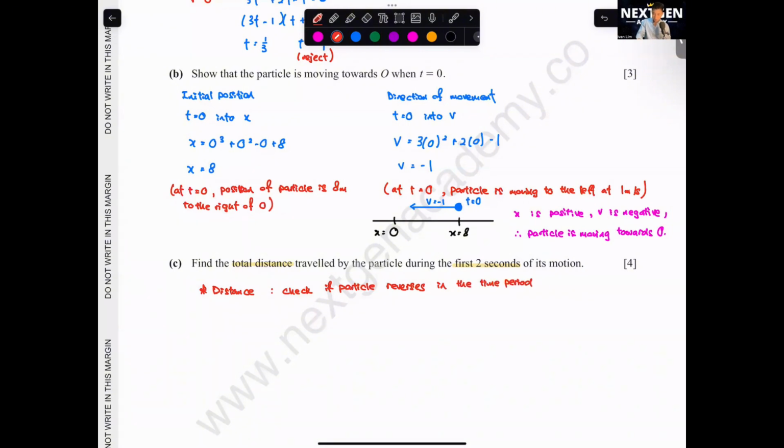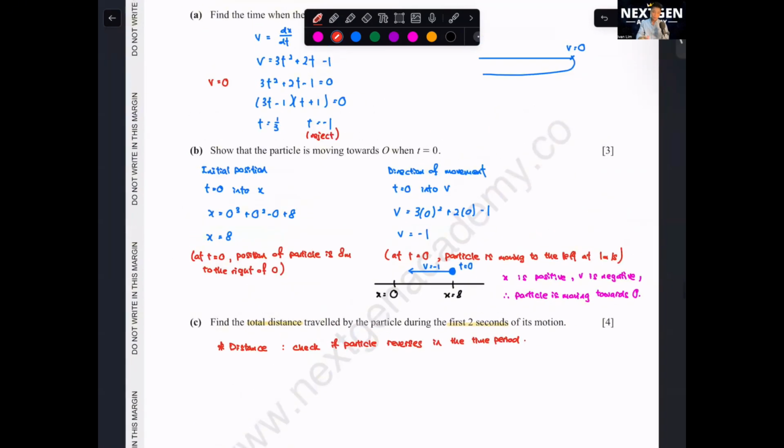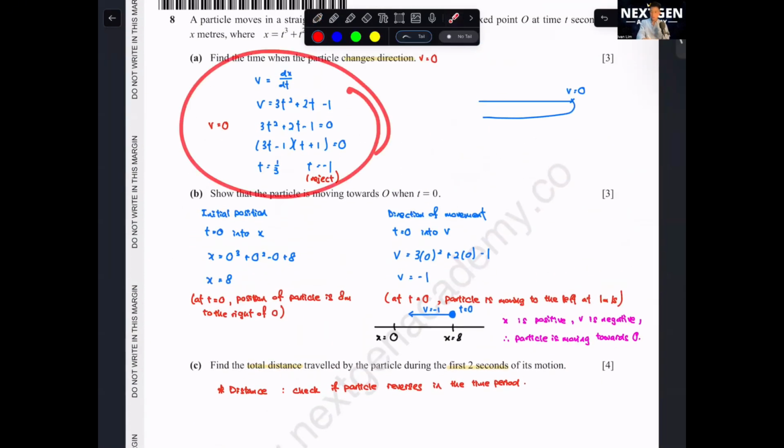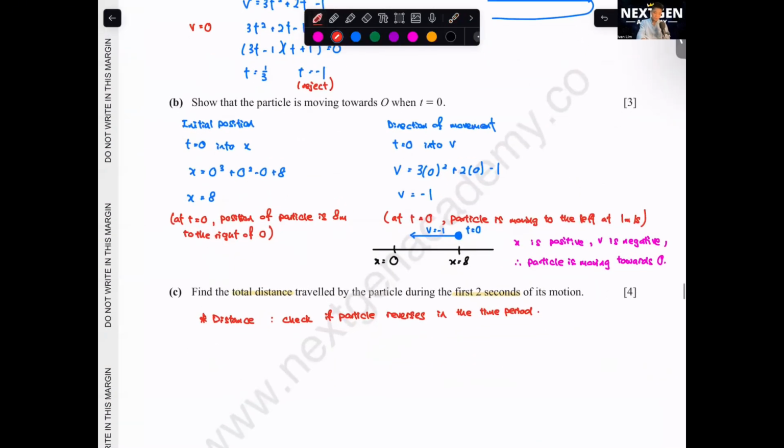So, did the particle change direction in the first 2 seconds? Where do we check? We go back to the first question. The first question is about changing direction, so reversing, at t equals 1 over 3. Is t equals 1 over 3 within 2 seconds? Yes, right. So what we can say here is that at t equals 1 over 3, the particle changes direction. This is from your question A.